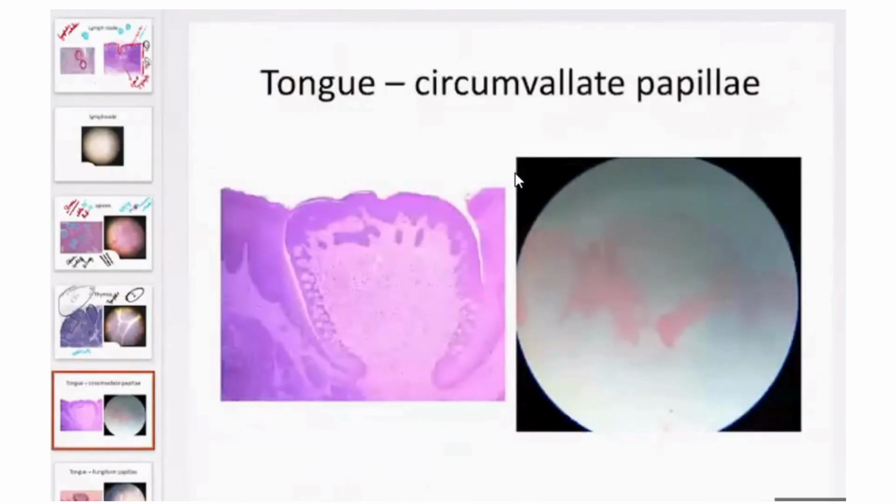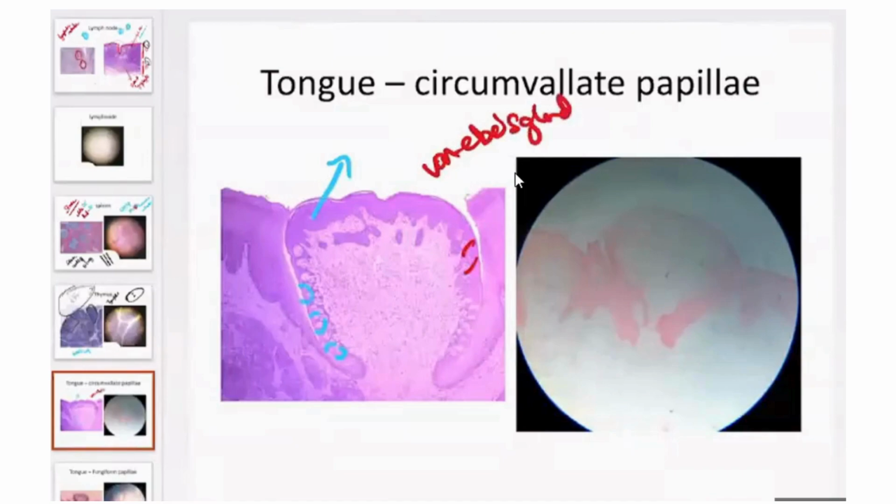Tongue, organ of taste. Am I right? So this epithelium is stratified squamous, keratinized or non-keratinized? Non-keratinized. It is non-keratinized, and you get some glands here. This gland is called von Ebner's gland, and this is the epithelium.